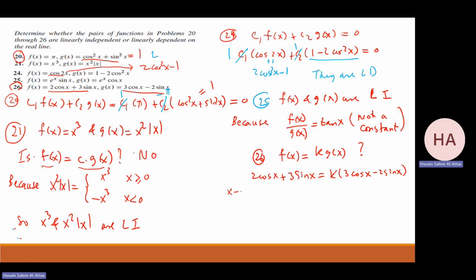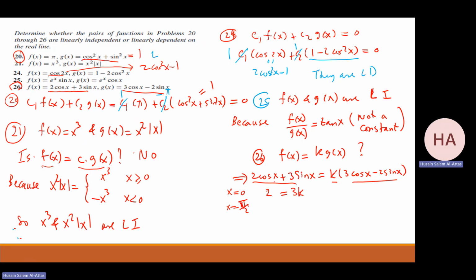Let x equal 0. See what will happen. I have 2 sine 0 is 0 equal k times 3. So 2 equal 3k. Cosine 0 is 0k. Since this should be true for any x, I'm trying to get a contradiction. This is impossible, that this equals a constant times the other one.